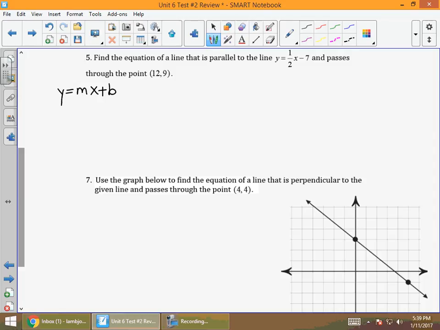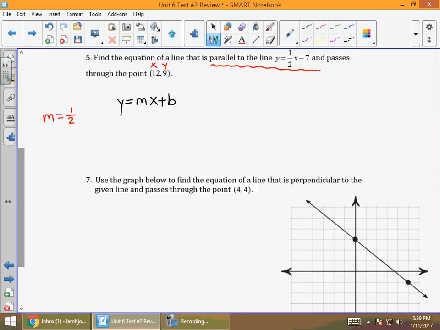A line that is parallel to the given line. Here's good. This is good news. Parallel to this line tells me what m is. M is going to be the same slope. Parallel means same slope. So the slope of the given line is 1 over 2, so the slope of this line is going to be 1 over 2. Okay, and then they give me a point. This is an x and a y value.